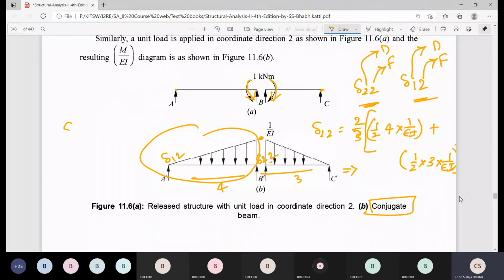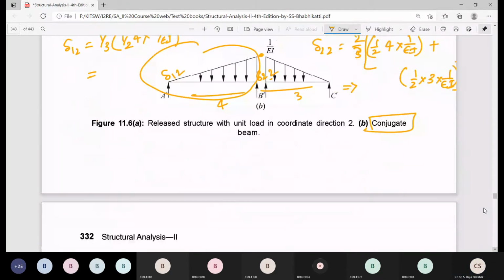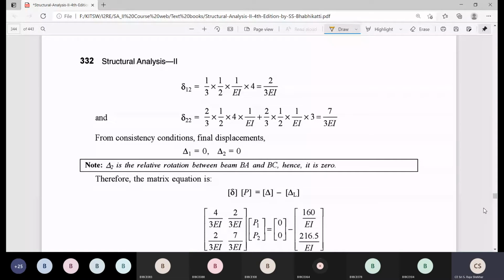So for delta 1 2 or delta 2 1, the coefficient is 1 by 3 into the area of the triangle, half into base 4 meters, height 1 by EI. If you simplify this, delta 1 2 will be equal to 2 by 3EI. Delta 2 2 will be equal to 7 by 3EI. But here the final displacement is 0 because there is no settlement of support. So delta 1 and delta 2 equal 0.